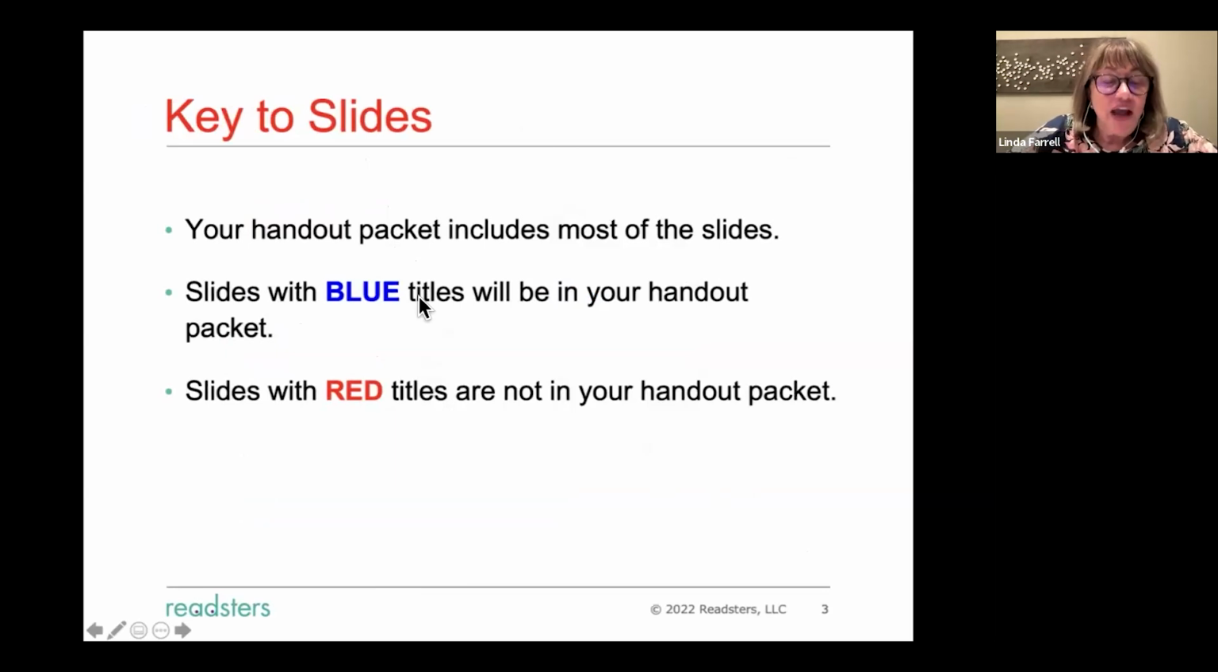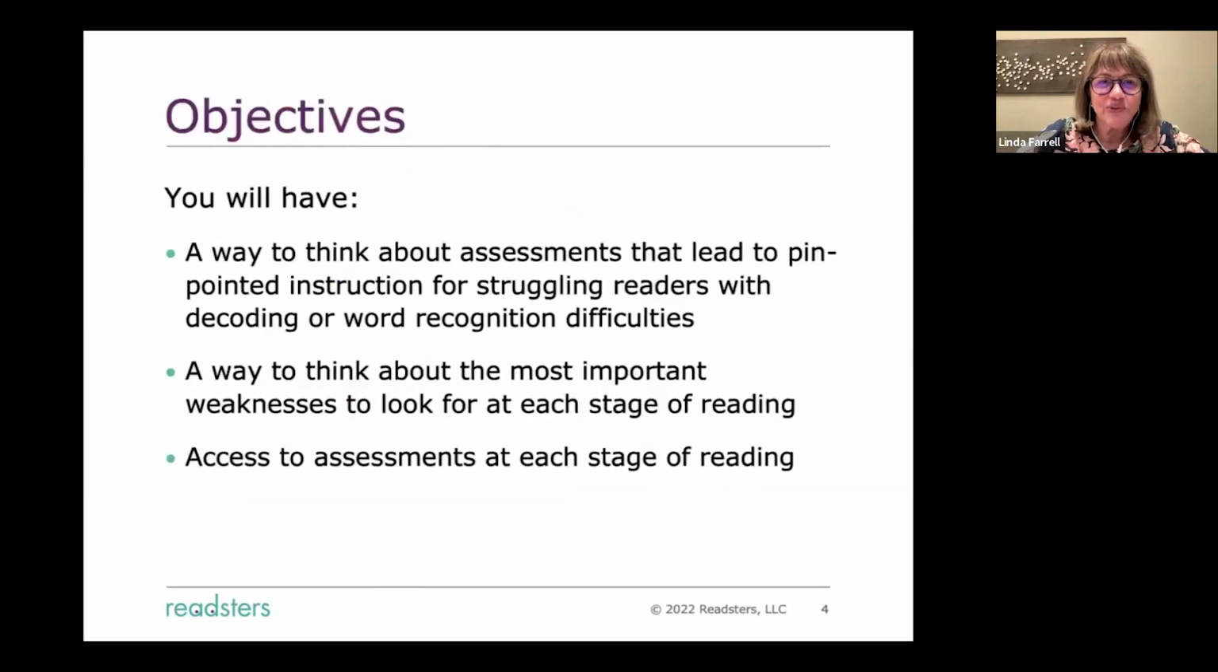If you downloaded the slide handout, you will have most of the slides from this presentation, but you won't have any slides that, when I present, have a red title. You don't need this slide, so we didn't have you waste the paper on it. Sometimes there are answer slides, and we didn't include those.